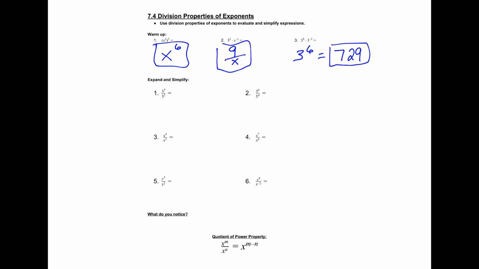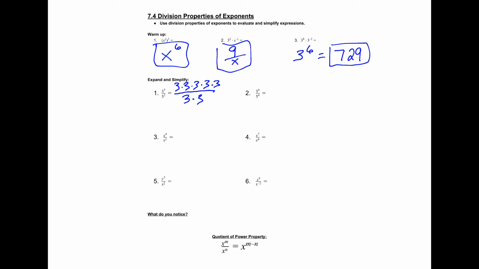Expand and simplify. So we want to expand these and then simplify them. I'm going to do odds, and then go ahead and do the even ones on your own. So 3 to the 5th over 3 squared is going to expand to 3 times itself 5 times, so 5 of them, and 2 of them on the bottom.